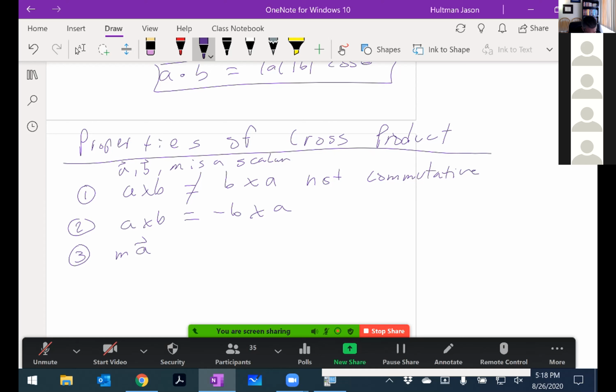M times A cross B is the same as M times A cross B, which is equal to A cross M times B. So basically, you just factor out the M. The scalar is factorable is all this is saying. Pull it out in front if you really want to. Okay, so what about this guy here?